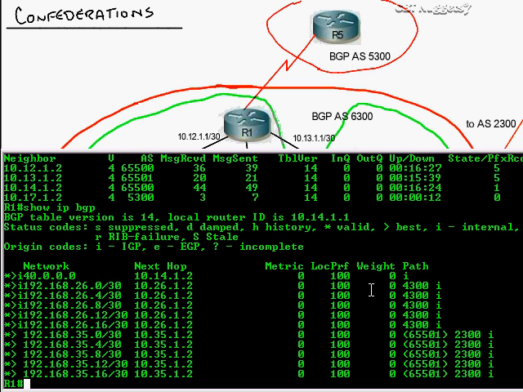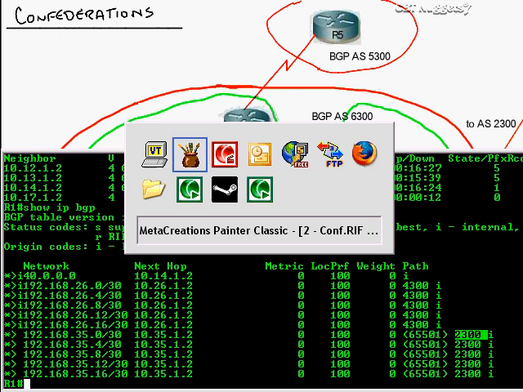And look down here, it's in parentheses because it recognizes that's a confederation autonomous system. We have coming from 2300 over here, all of these routes. So we're getting all of the routes now on router 1. Now the question is, is it passing them to router 5 up at the top?